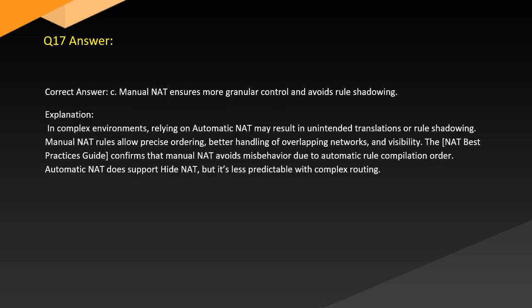Answer. Correct answer: C. Manual NAT ensures more granular control and avoids rule shadowing. Explanation. In complex environments, relying on automatic NAT may result in unintended translations or rule shadowing. Manual NAT rules allow precise ordering, better handling of overlapping networks, and visibility. The NAT Best Practices Guide confirms that manual NAT avoids misbehavior due to automatic rule compilation order. Automatic NAT does support hide NAT, but it's less predictable with complex routing.